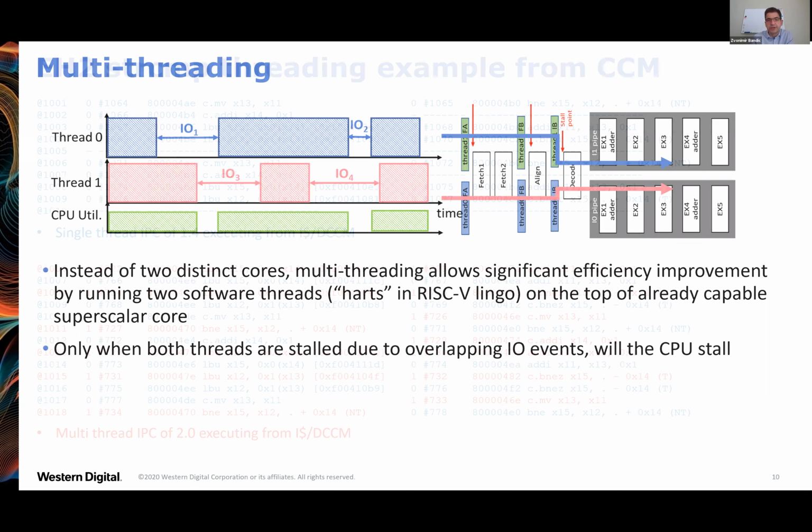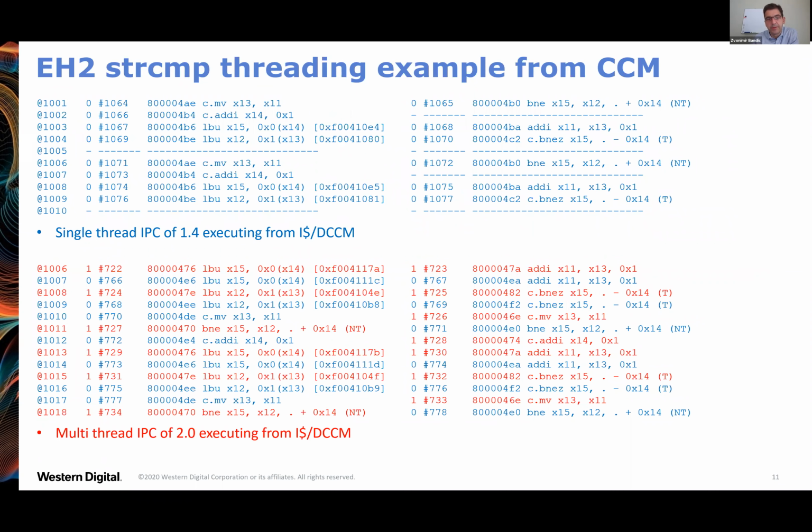This is an example of a string compare running from the closely coupled memories. You can see if it's being run as a single thread, we are getting about 1.4 IPC executing from instruction cache and data closely coupled memory. If we run in a multi-thread mode, so we run two instances of string compare, we are literally getting an IPC of 2, because it's a dual issue pipeline. So this tells you that in some use cases you literally get double performance.